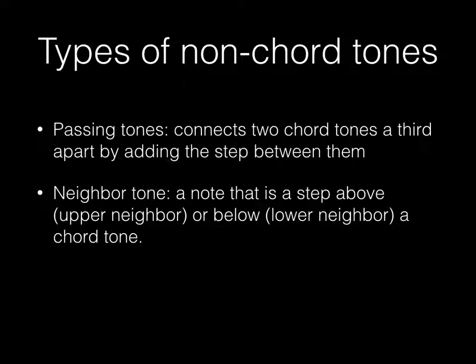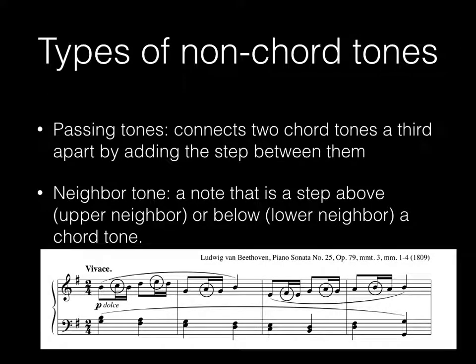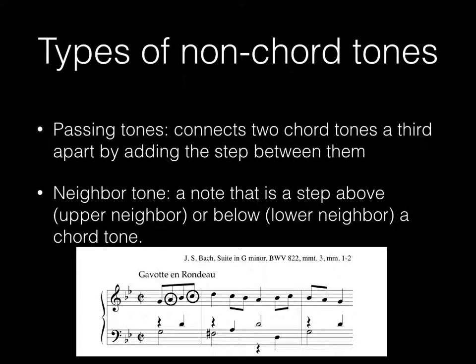Neighbor tones, on the other hand, are a note that is a step above, an upper neighbor, or below a chord tone. So, for instance, if you look at this example, the circled notes are a step above the surrounding notes, whereas if you look at this example, the circled notes are between the surrounding notes. Let's go into this in a little more detail.